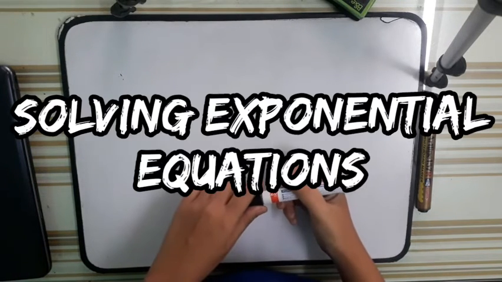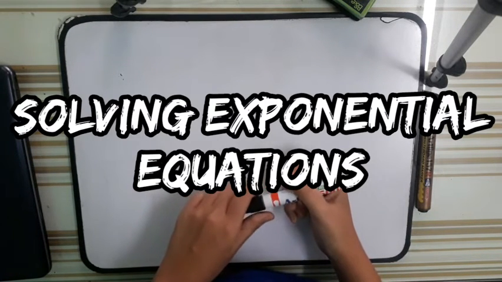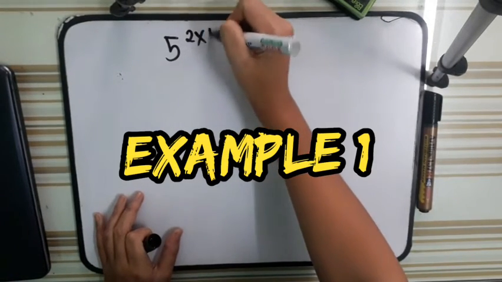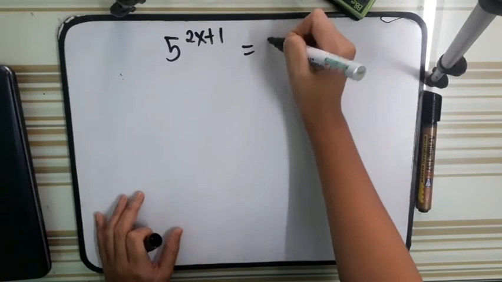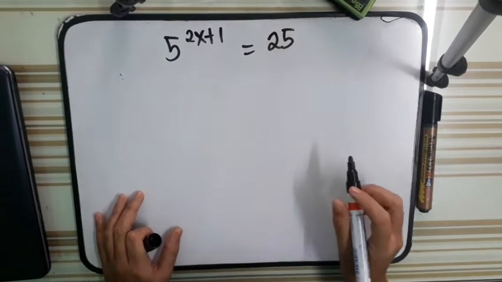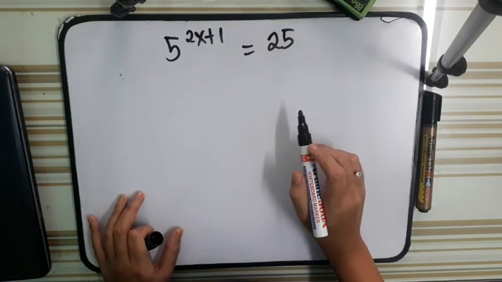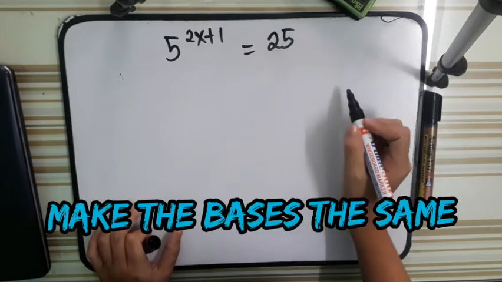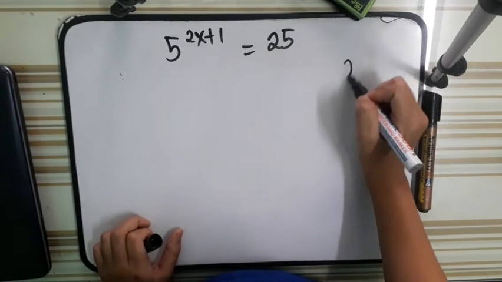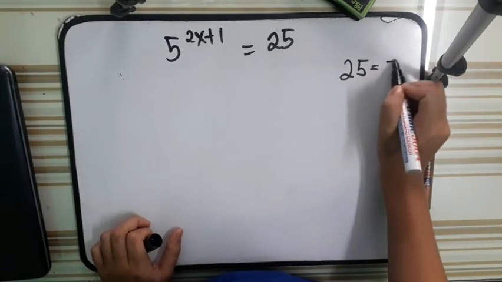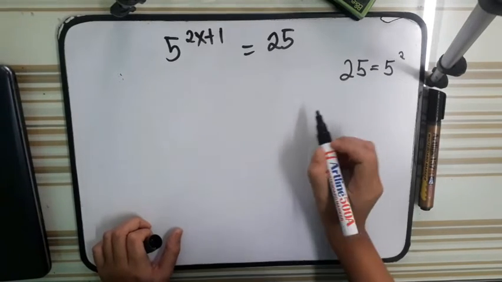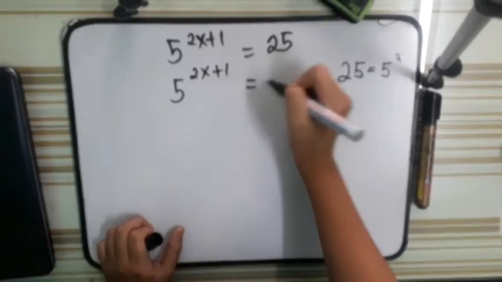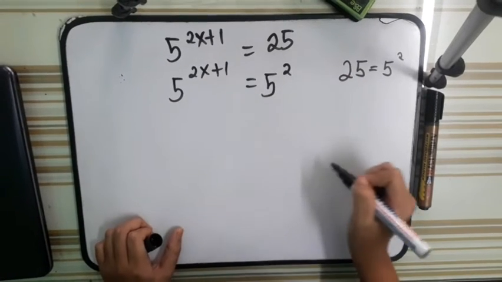Now, let's solve some exponential equations. For example, 5 raised to 2x plus 1 is equal to 25. The first thing that we need to do is to change base 25 to base 5. So, 25 is equal to 5 raised to 2. So, we have 5 raised to 2x plus 1 is equal to 5 raised to 2.